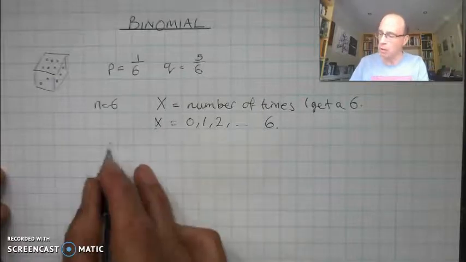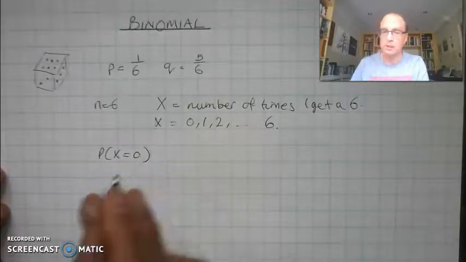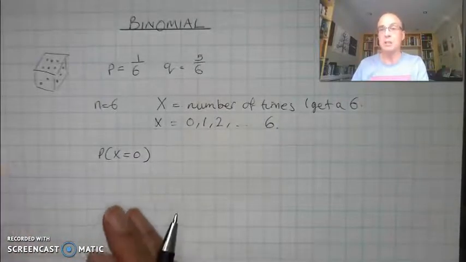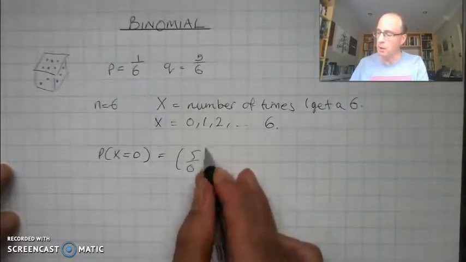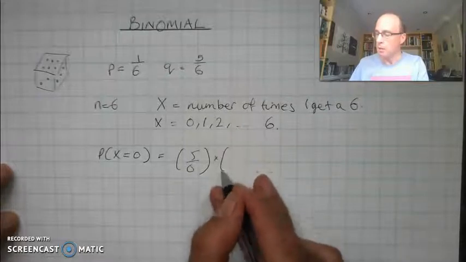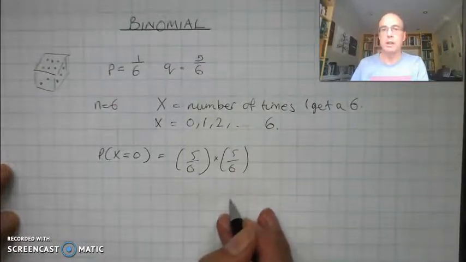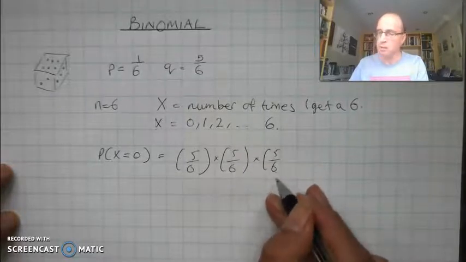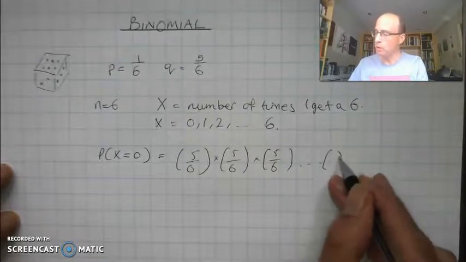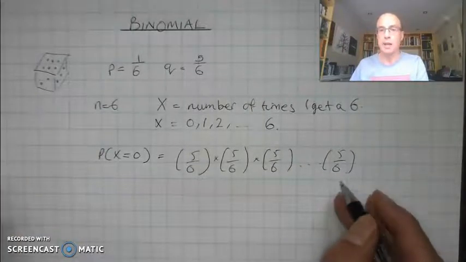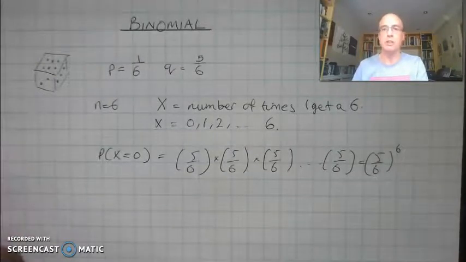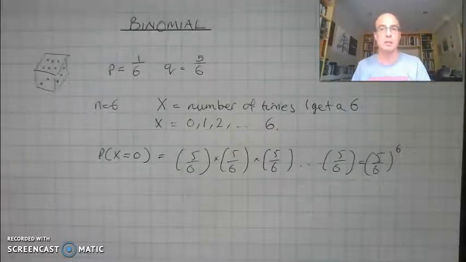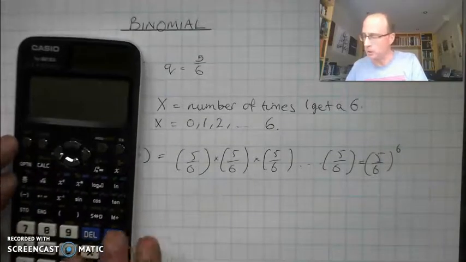So let's start by having a look at the probability that X is equal to 0. That's the probability I get no 6s when I roll my dice 6 times. So the first time I roll that dice, I need to be unlucky. And then when I roll it for the second time, I need to be unlucky again. And then the third time, I still need to be unlucky. Then all the way through, up until the 6th roll, I need to be unlucky again. So this is equal to (5/6) to the power of 6. I've got 6 rolls, and each of those rolls is independent, so I can multiply the probabilities of failure together, and I get (5/6) to the power of 6.